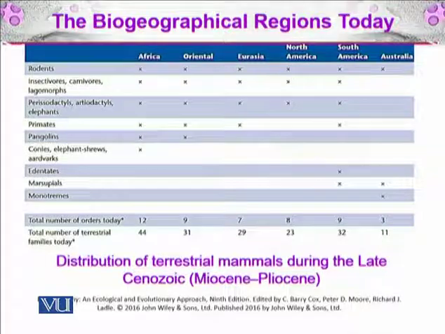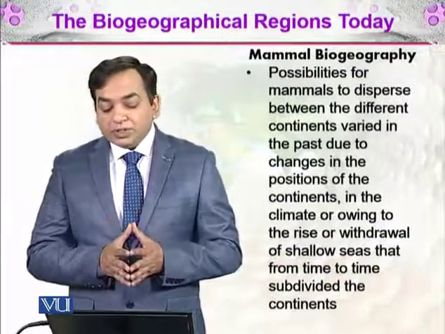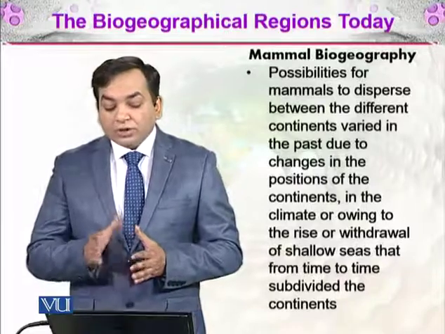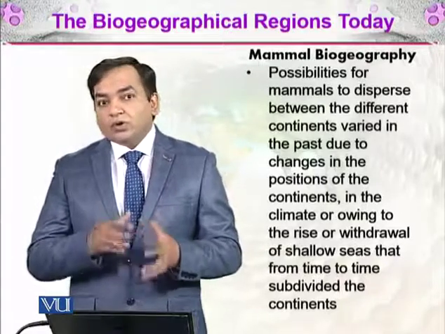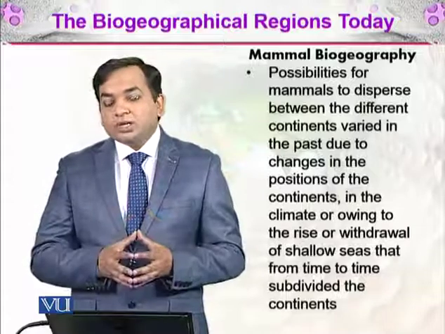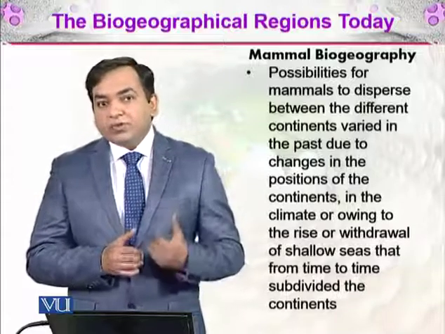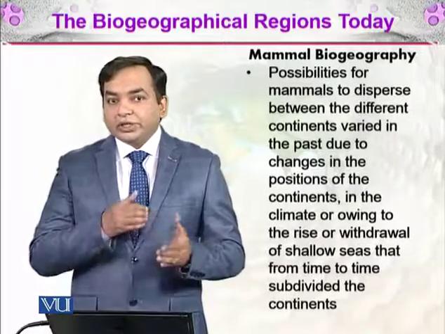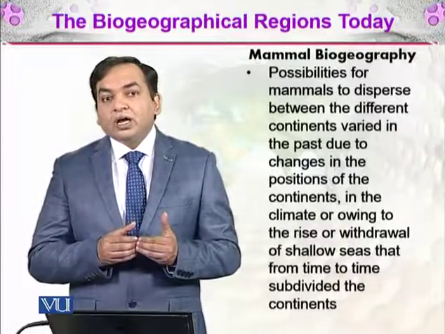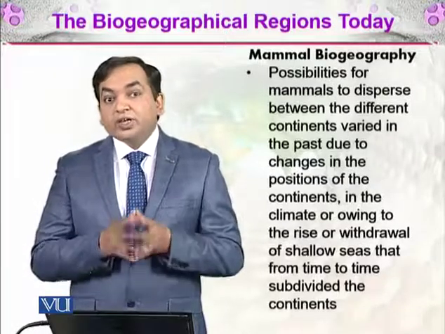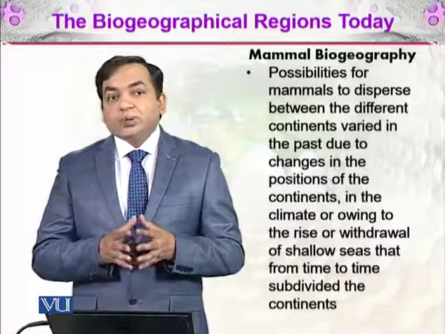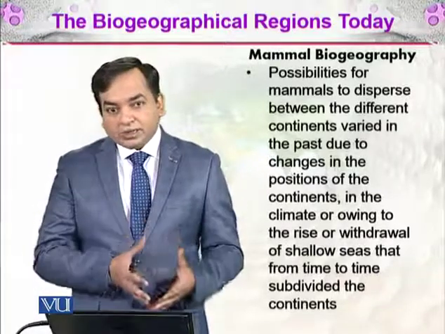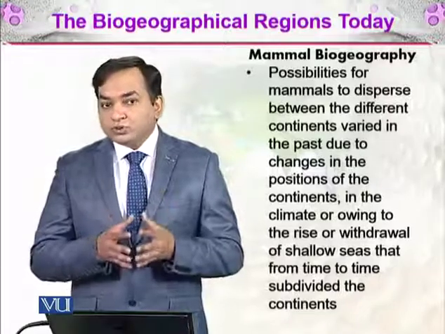late Cenozoic. So the possibilities for mammals to disperse between the different continents varied in the past due to changes in the position of continents. If the continent is changing, the possibility of the mammals moving from one place to another will change. If there is a terrestrial route between two continents, a land bridge, it would be much easier for the mammals to pass through, because the continental mammals at least cannot swim.